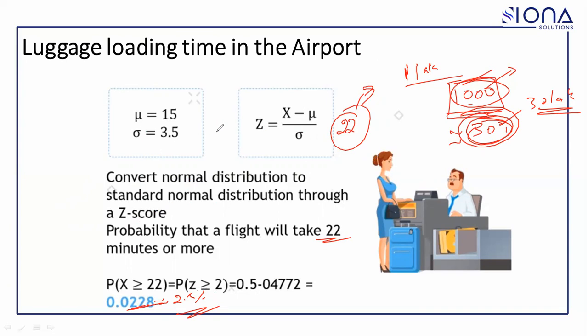Now suppose the management says that I will allow not more than 15 minutes for the luggage to load, and you find the mean itself as 22 from your data. That means all the flights are getting delayed, correct? What would you do in that scenario? They need to decrease the time. Whatever the luggage loading process is, their whole process is wrong. You have to change your process.